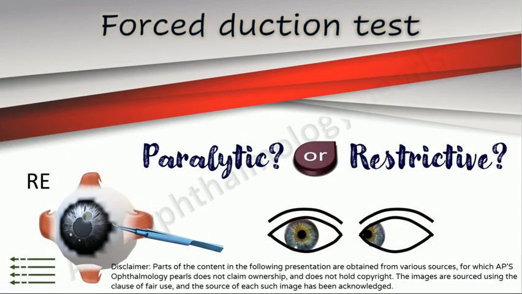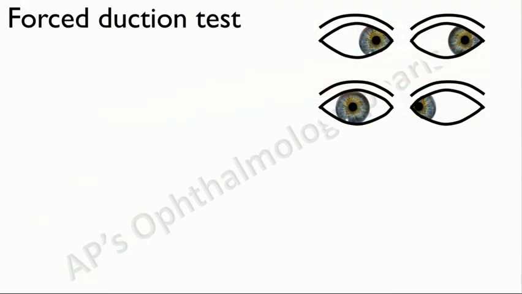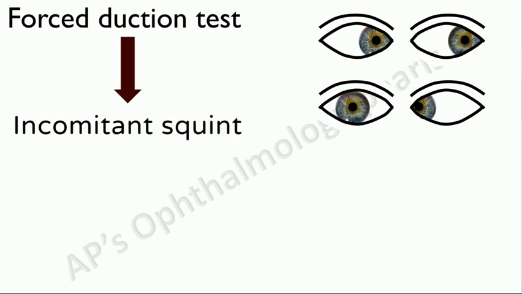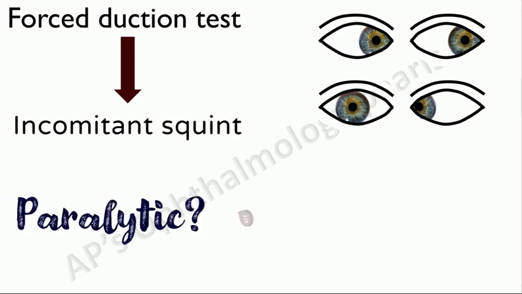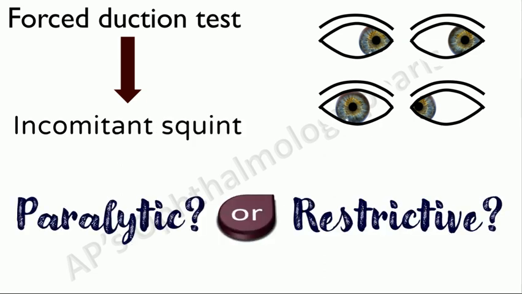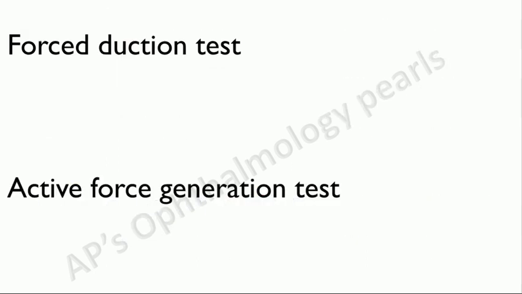Today we shall discuss the force duction and active force generation tests. The force duction test is a test performed in an incomitant squint to differentiate between a paralytic and restrictive cause of strabismus. You may watch my video on classification of squint from the link above or in the description box.